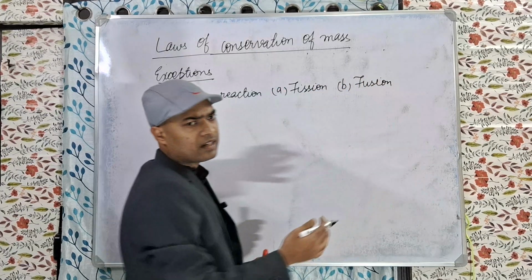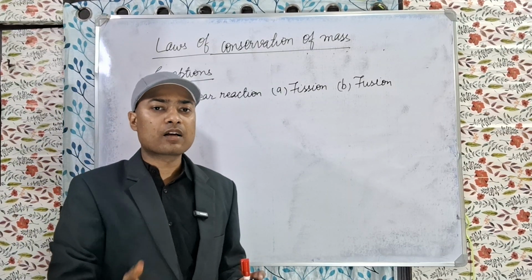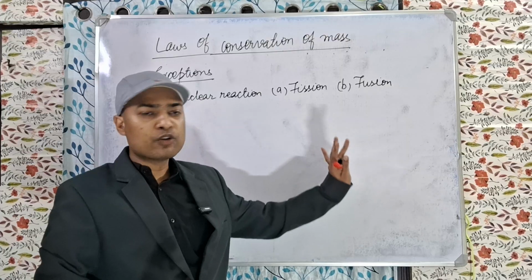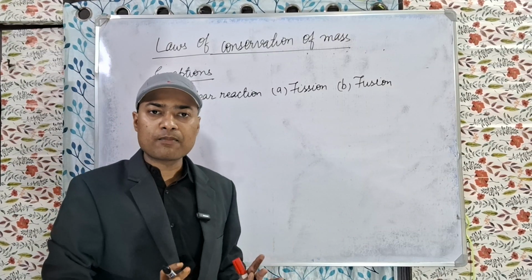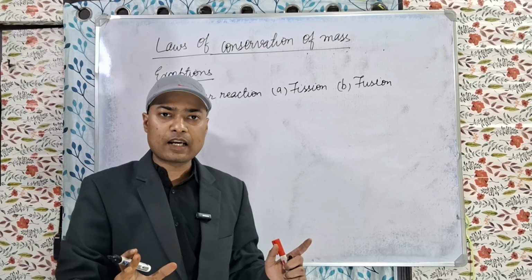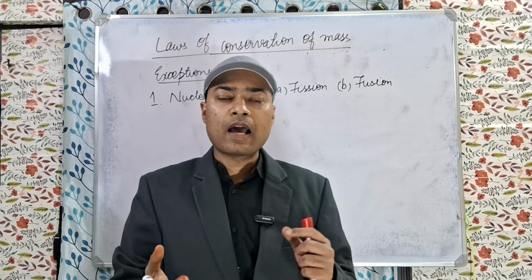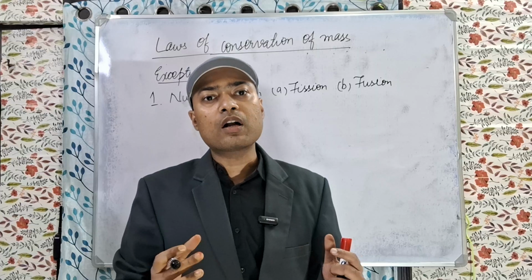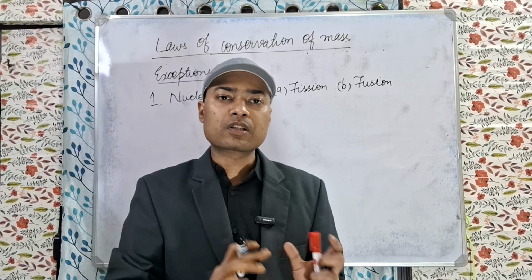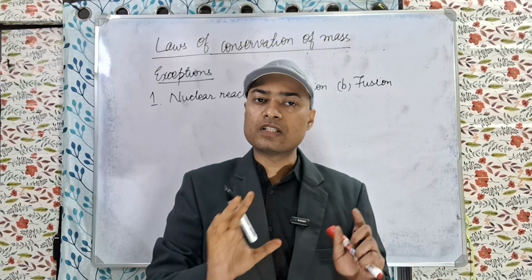Fission reaction is one of the cases where uranium splits into barium and krypton and energy. And fusion is where hydrogen atoms combine to form helium. In fission, basically a bigger atom breaks into smaller atoms, and in fusion reaction the two smaller atoms combine to form a bigger atom. So that is the meaning of fission and fusion.